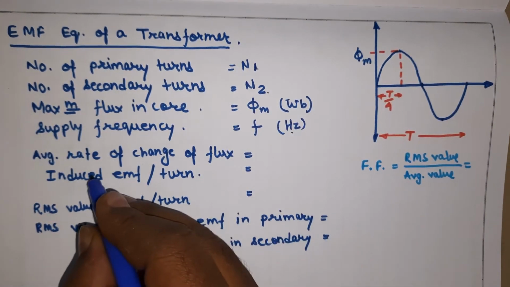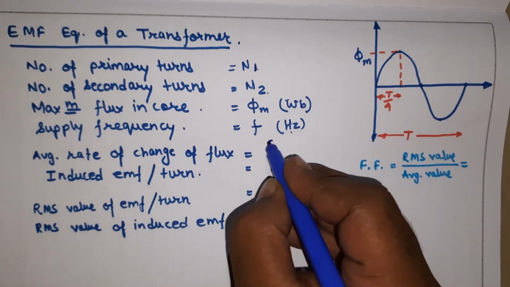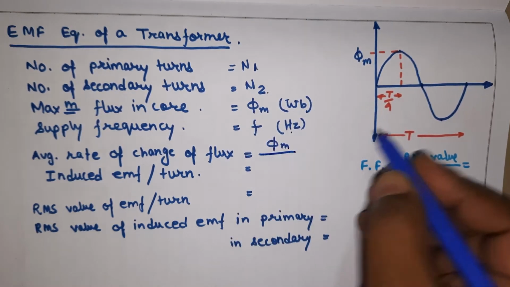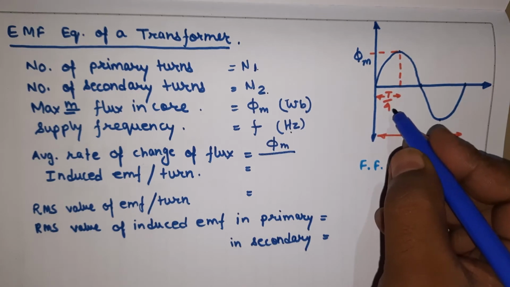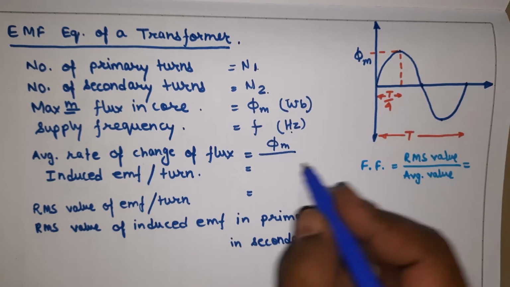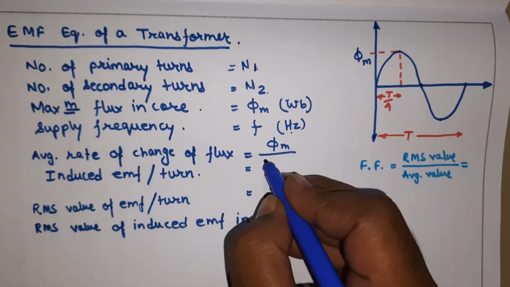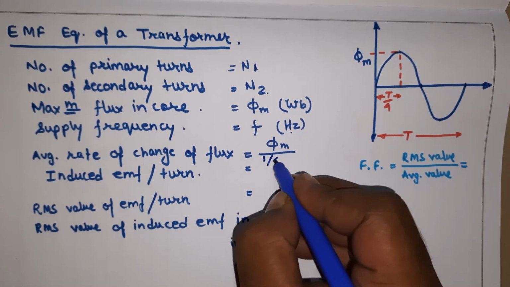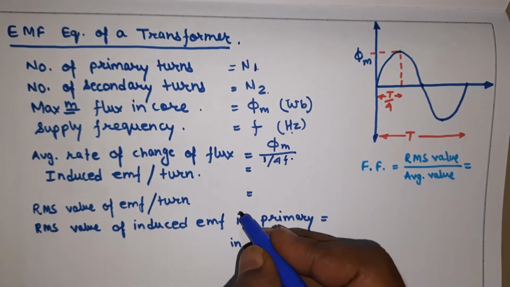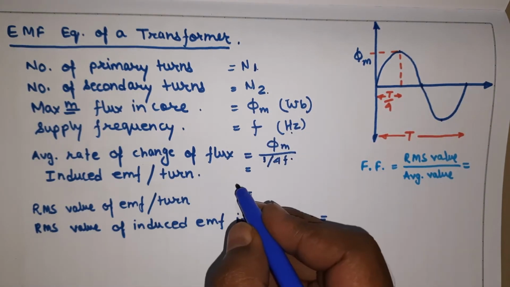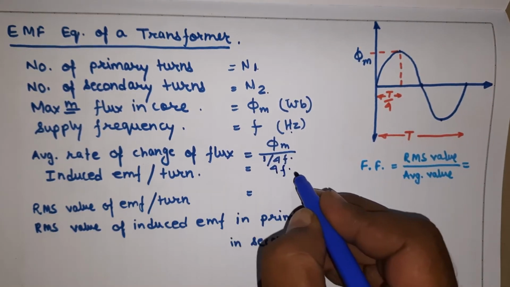So the average rate of change of flux is Φm, and this Φm is achieved in T/4, that is, time period by 4. So it will be 1 by 4f, where f is 1 by T. Okay, so the induced EMF per turn will be 4f Φm.